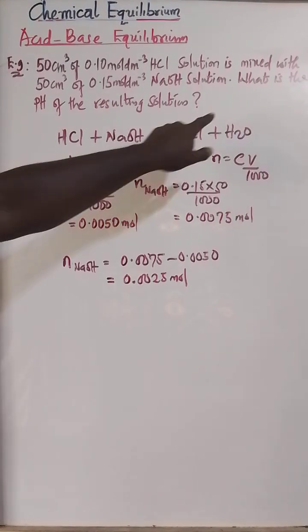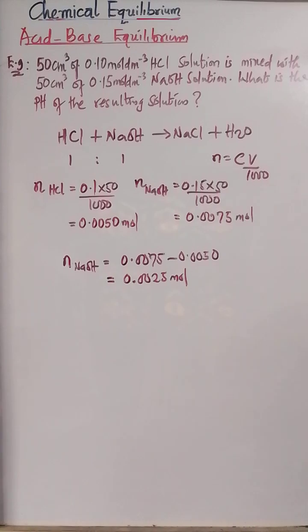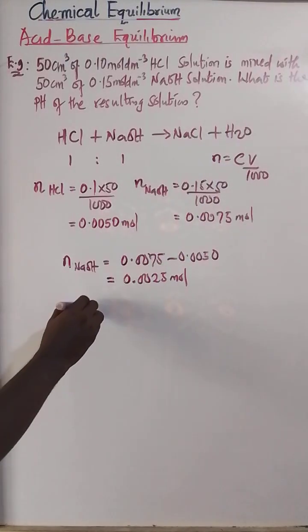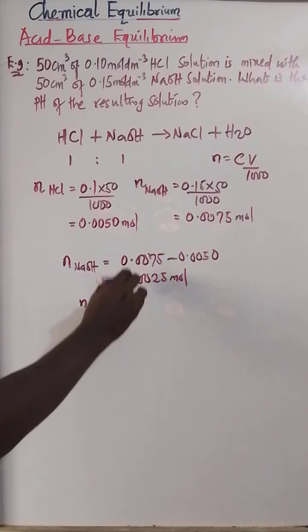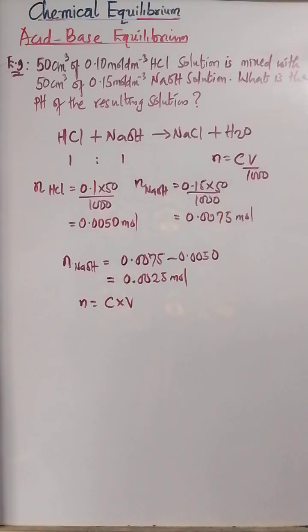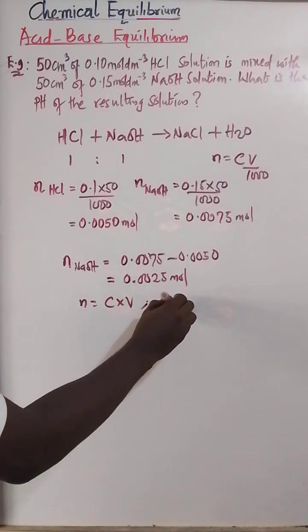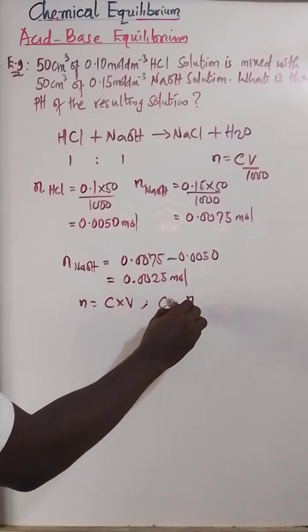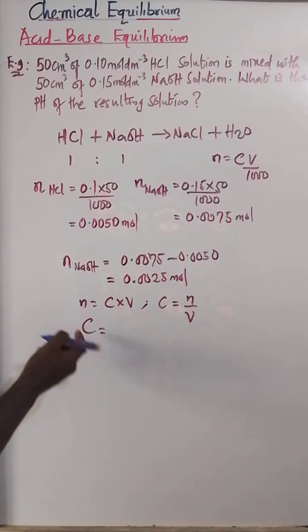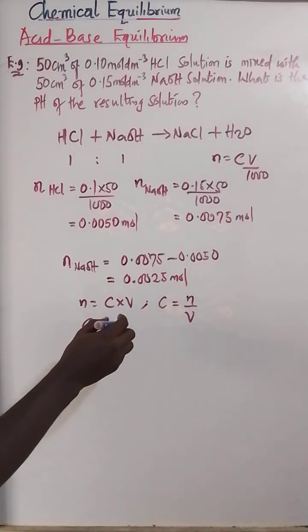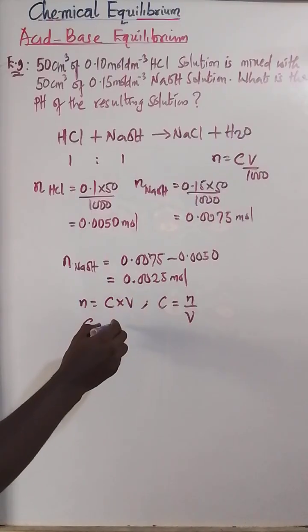Don't forget the question. We want to get the pH of the resulting solution. Before I can get pH, we have to know the hydrogen ion concentration. So now we know the mole, we can calculate the concentration. If mole equals concentration times volume, then the concentration equals number of moles over volume. So the concentration of NaOH in that solution is going to be what?